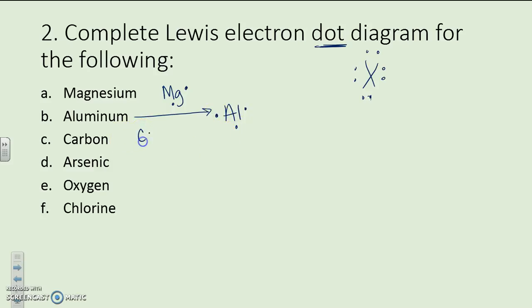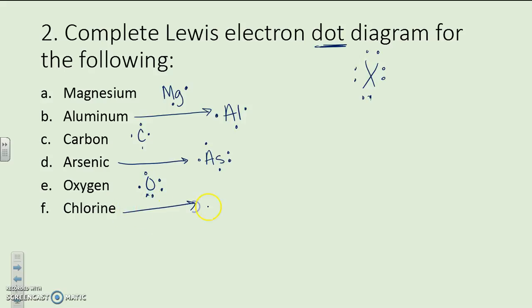Carbon is in group 14. It has 4 valence electrons, so we draw 4 dots. Arsenic is in group 15. It has 5 valence electrons, so we draw 5 dots. All right, oxygen is in group 16. It has 6 valence electrons, so we draw 6 dots, 5 and 6.